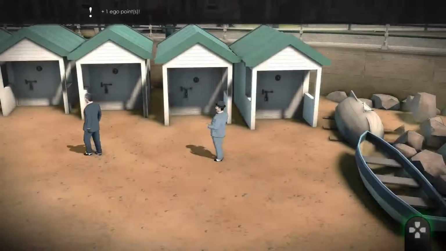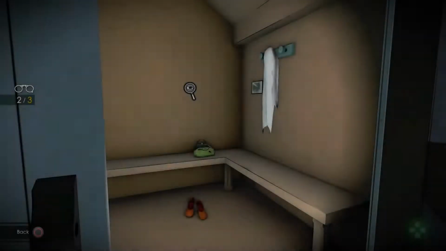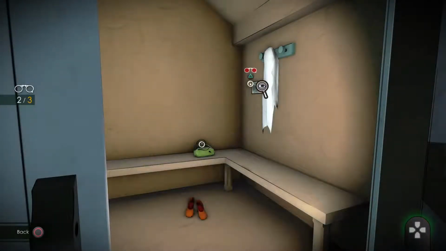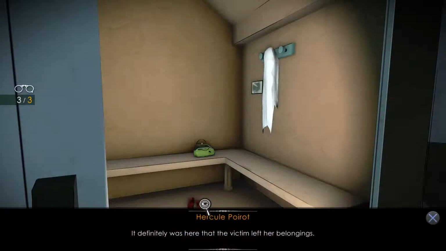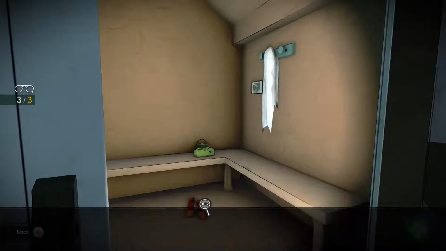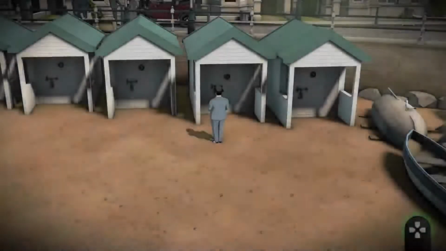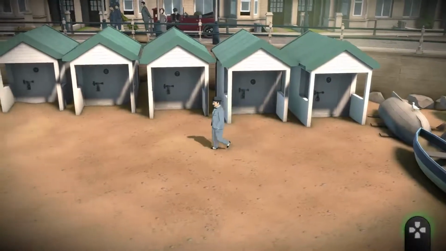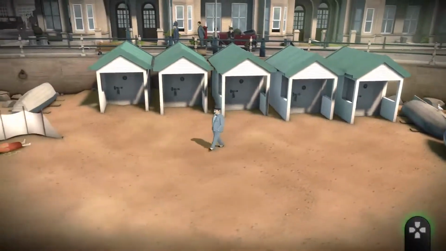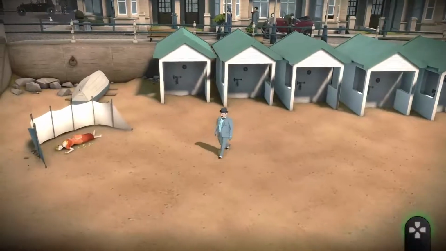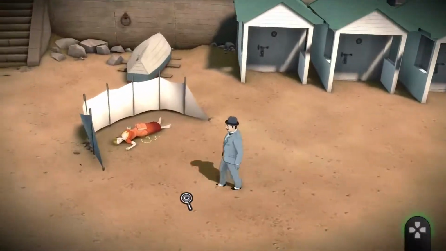Oh, come on. Oh, yeah, let me look at this again. I'm missing something here. There we go. It definitely was here that the victim left her belongings. Now we're good. Now we can go to the cafe.